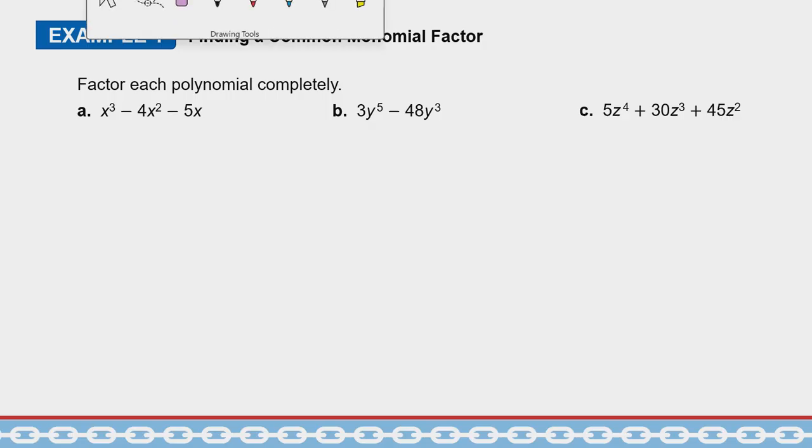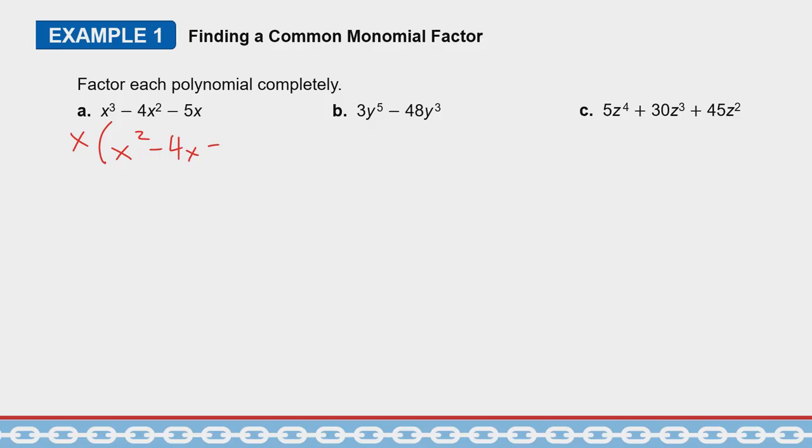So, for example, 1a, I see that I can factor an x out of all three terms, right? So I can divide an x out of x to the third. I can divide an x out of 4x squared. And I can divide an x out of the negative 5x. Right? So that's going to give me x times x squared minus 4x minus 5.